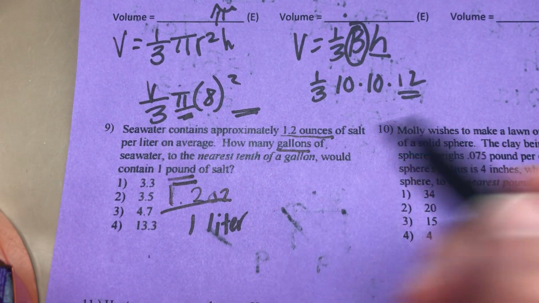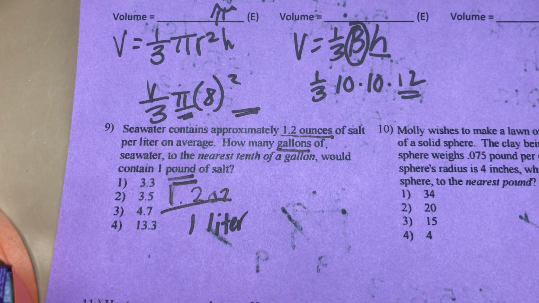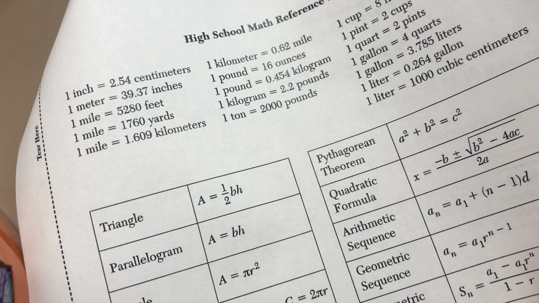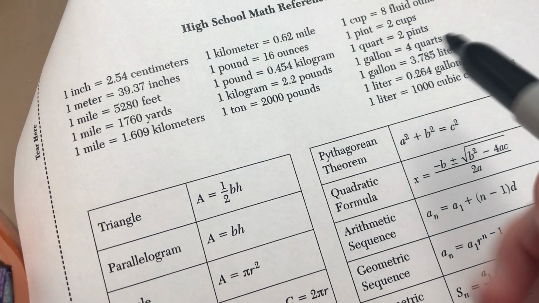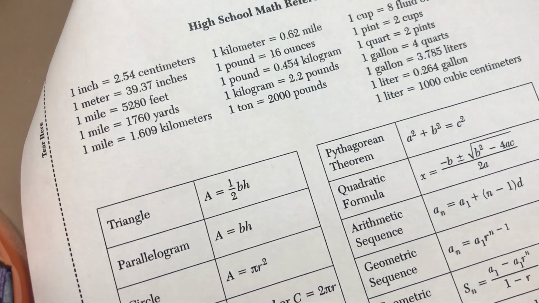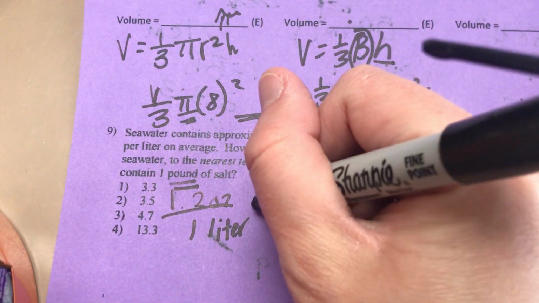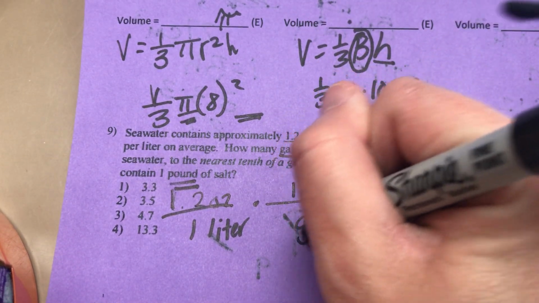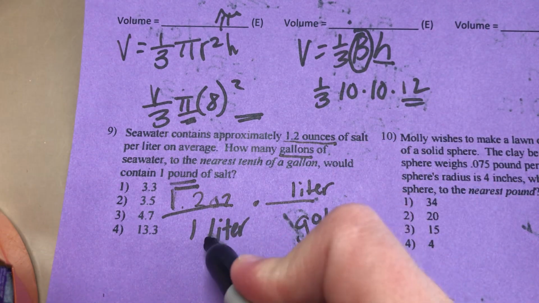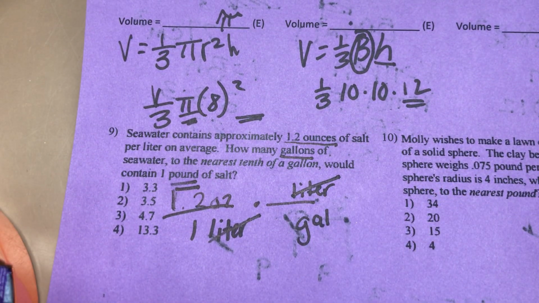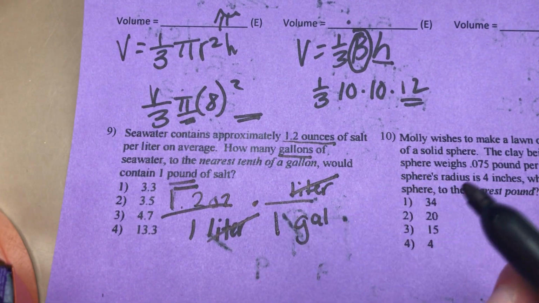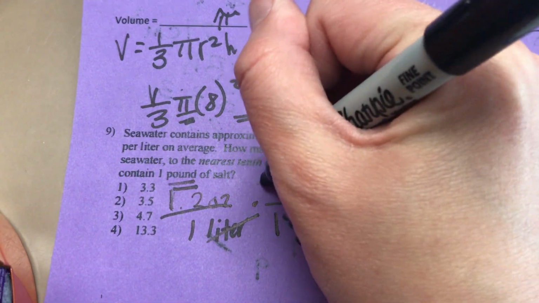I'm going to start with that first one that we just talked about. I need to get rid of liters. So it said 1 liter is 0.264 gallons, or I have 1 gallon is 3.785 liters. I could use either one I want. I just need to make sure that I put the liters on top because I need the gallons to stay. And by putting the liters on top, it will cancel out. So I'm going to use 1 gallon is 3.785 liters.